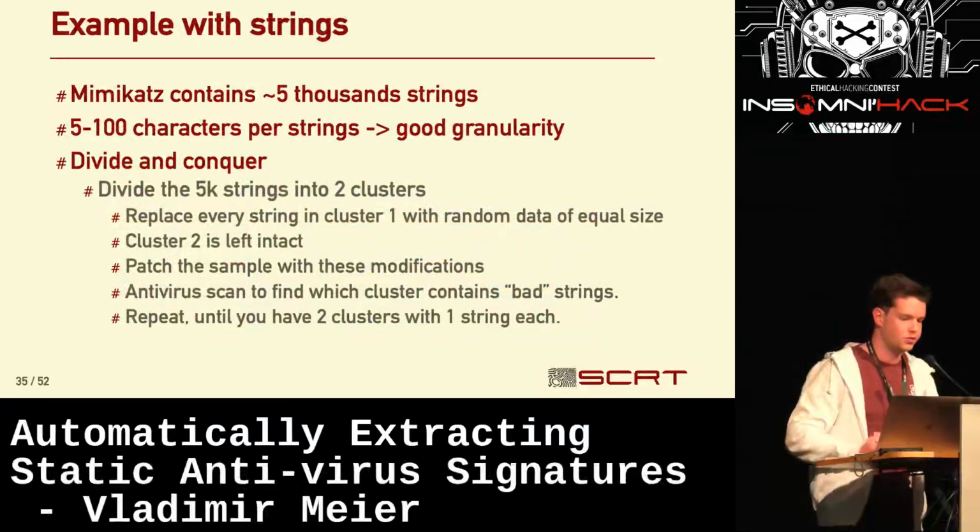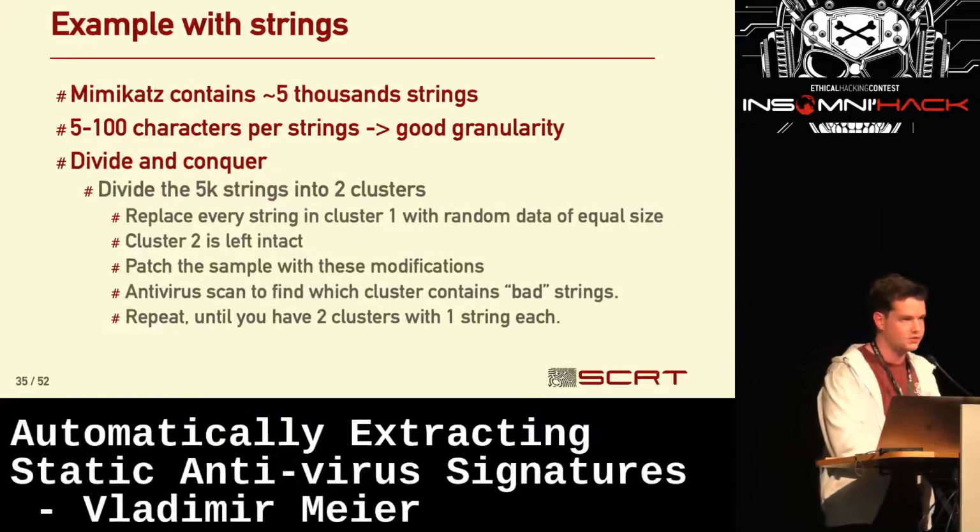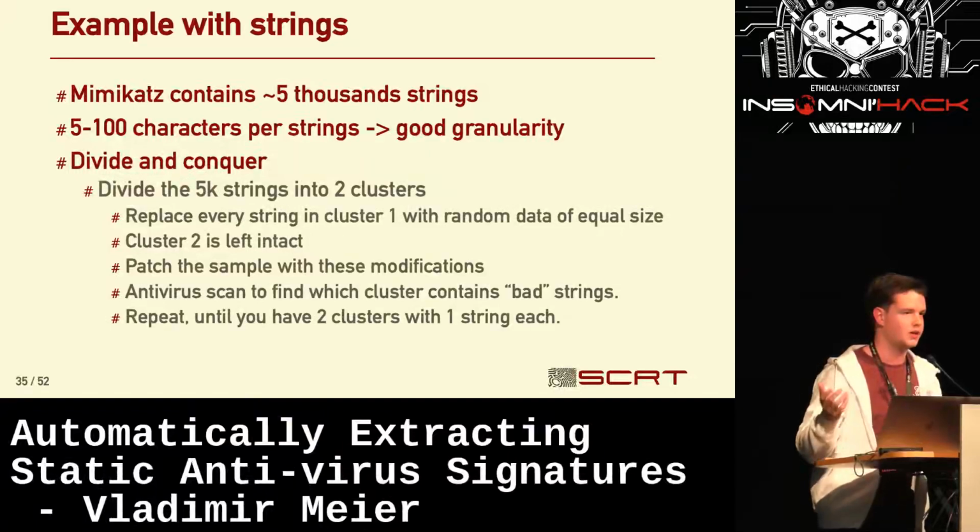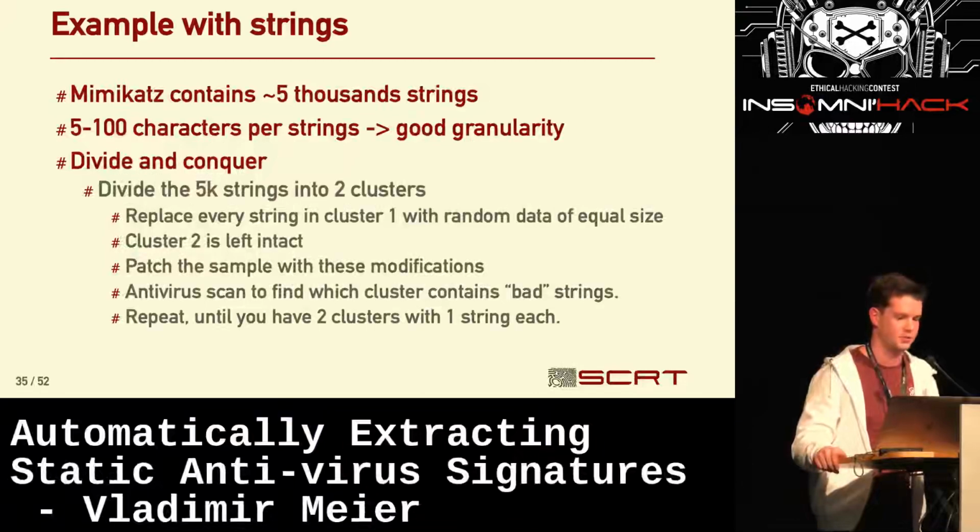And talking about strings, here is a practical example with some Mimikatz. Mimikatz contains 5,000 strings, so it's way too much to do the analysis manually. And the strings have between 5 and 100 characters, so we have a good granularity. And applied to that, a divide and conquer algorithm would mean that we split the 5K strings into 2 clusters. For cluster 1, we replace the content of every string in this cluster with random data, and we want to keep it the same size because otherwise we would corrupt stuff, and here we are precise. And the strings in cluster 2 are left intact.